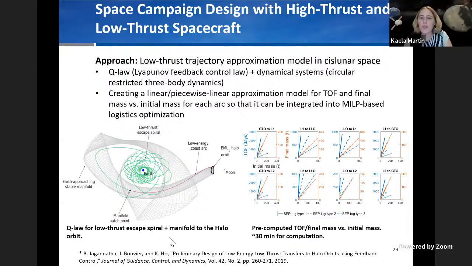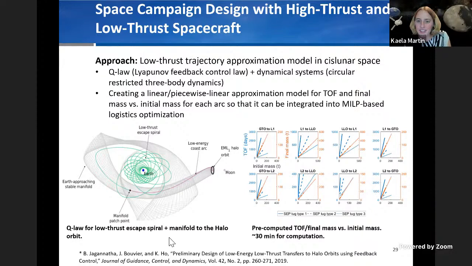In terms of low thrust missions, I thought it was really interesting how you're merging low thrust and traditional impulsive mission design planning into one optimizer, which is really awesome.